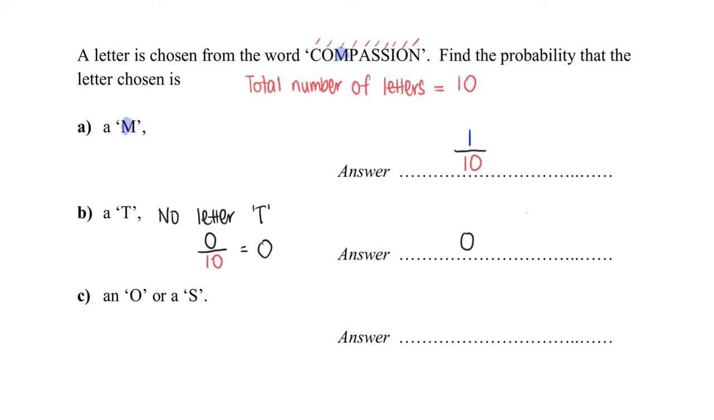What about O and S? Well, we just need to make sure that it's in total. How many O? 1 O, 2 O, and how many S? 1 S, 2 S. So in total, right, this will be 4 out of 10. And so the final answer, please give your answer to the simplest form.